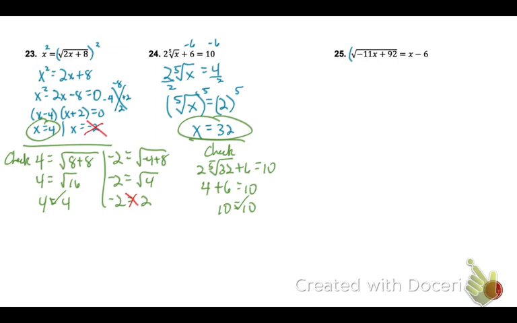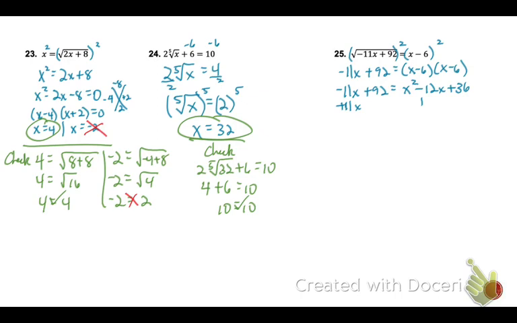Now let's look at number 25. So notice that our radical is isolated, so we are ready to raise both sides to the 2nd power. We'll get negative 11x plus 92 equals x minus 6 times x minus 6. I need to distribute that out. So x times x is x squared. Then I get 2 negative 6x's, which is a negative 12x plus 36.